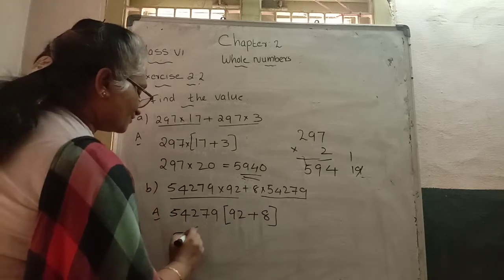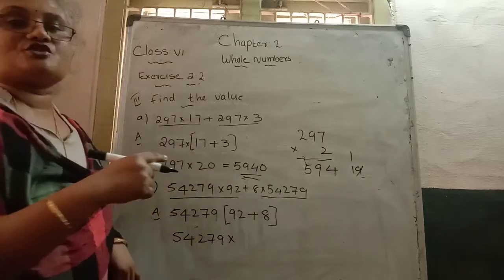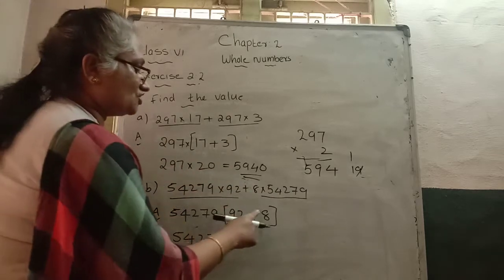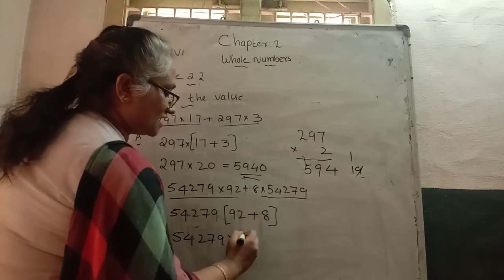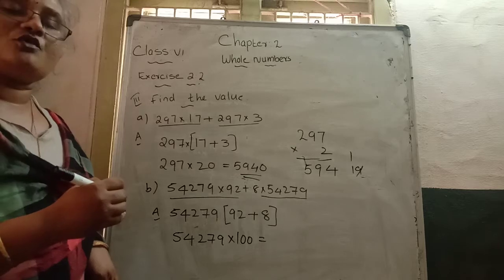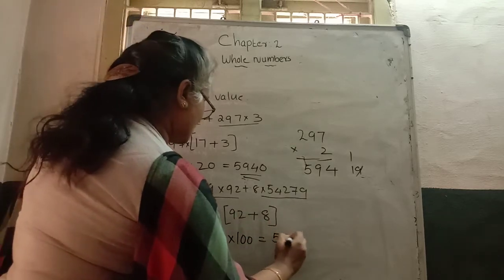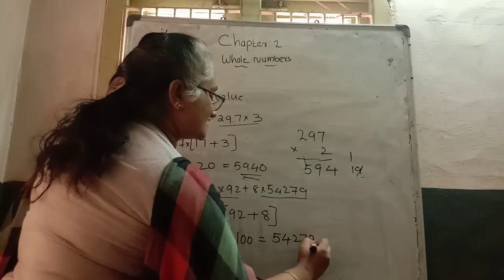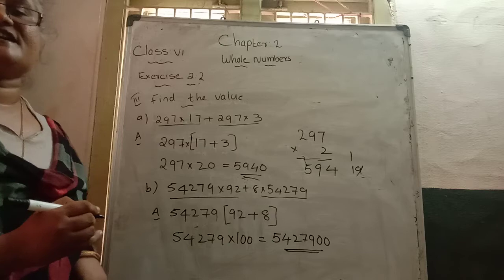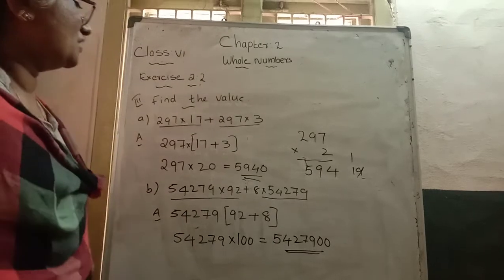Again, calculation. 54,279 is multiplied by the bracket, so we read the operation as multiplication. 92 plus 8 comes to be how much? 100. Any number multiplied with 100, how can we write it? We write the same number and put 2 zeros, because 100 carries 2 zeros. I hope you can understand this model question.